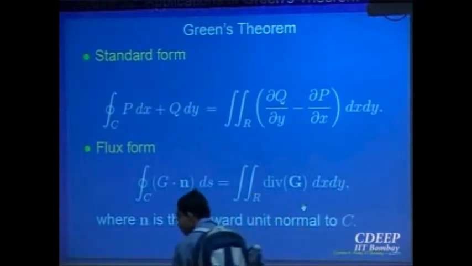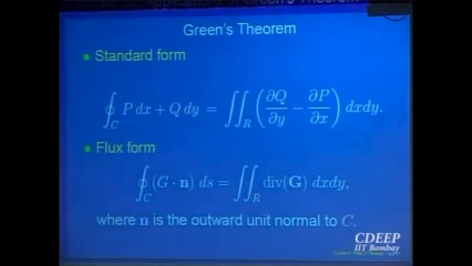Then we had the flux form of Green's theorem. The flux form is in terms of G dot n, that represents the outward flux, in the direction of the outward unit normal, where C is the closed curve, and this is given by the double integral of the divergence. So that is called the flux form, flux across C.